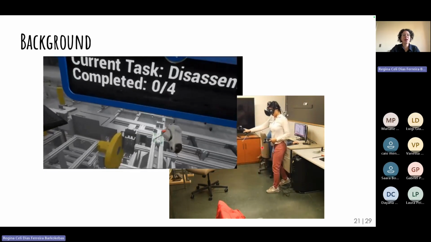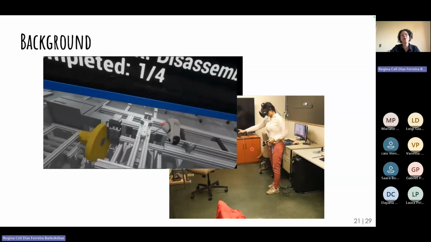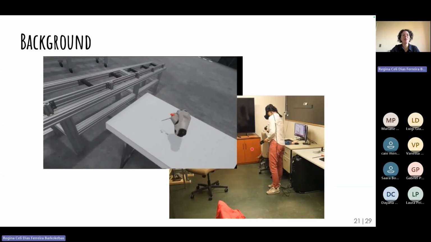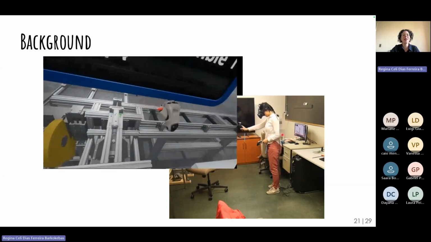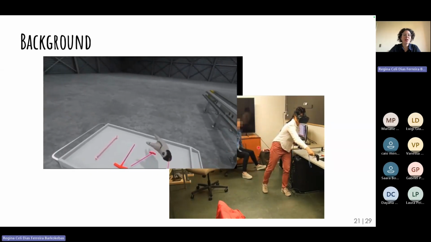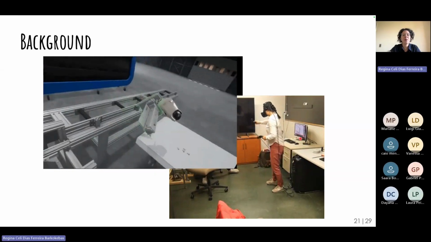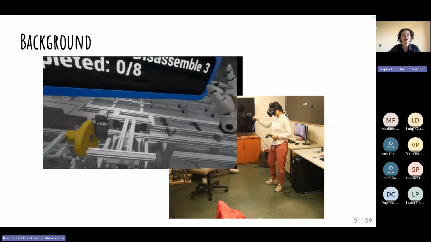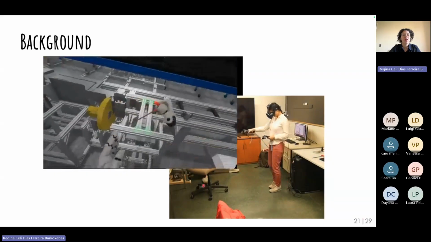Here we are basically in the development phase, so we're doing a trial run in the lab. That's why there's a student in the environment, and one of them is testing. So basically, we have a balloon that shows the progression of your task. You can use your hands. You can use different tools.